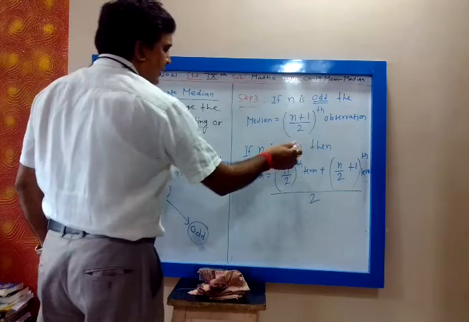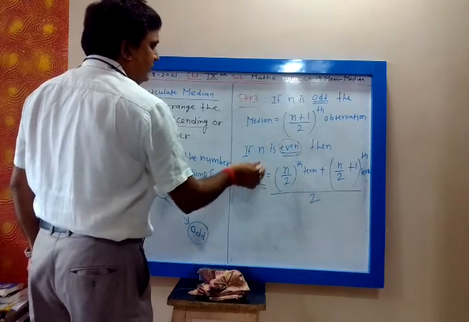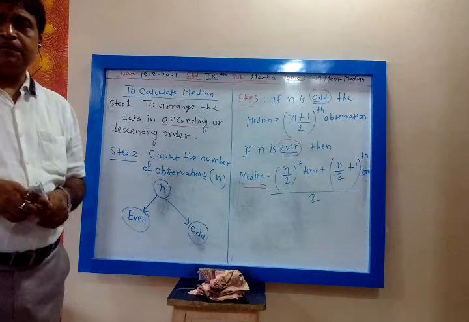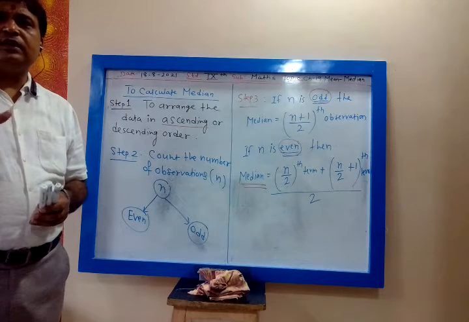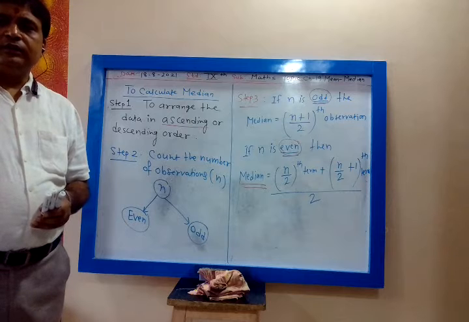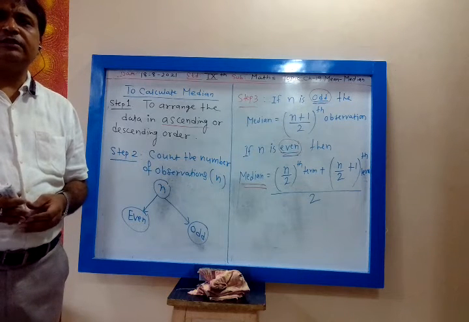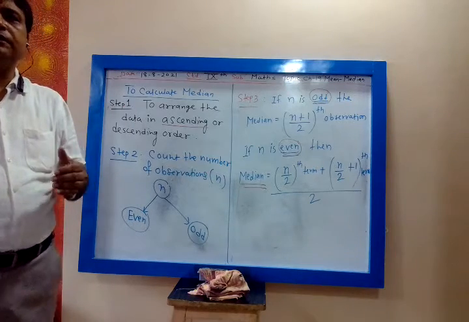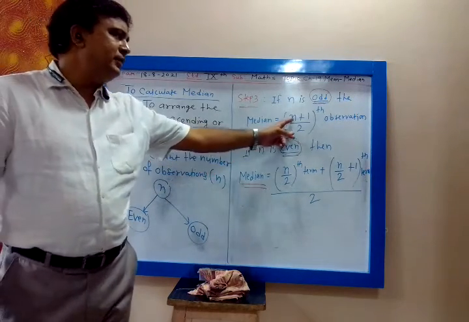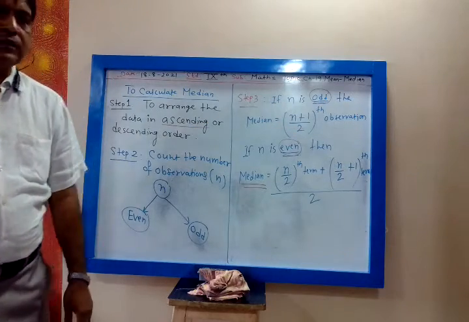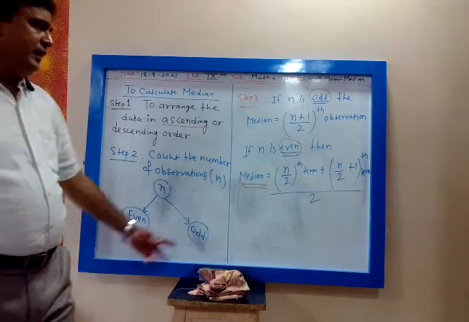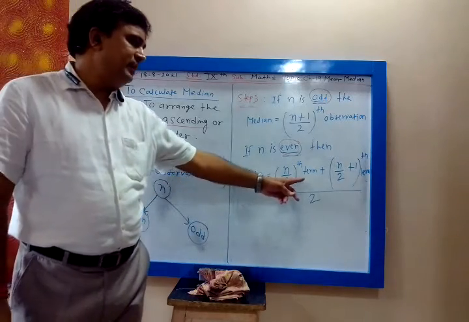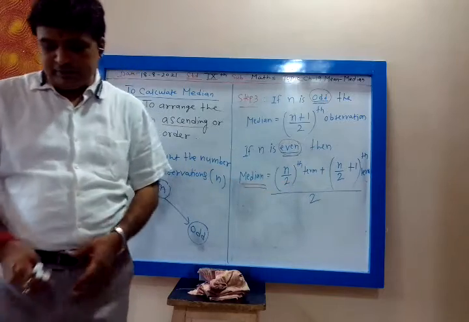So when n is even, this is the formula for median. When n is odd, median will be n plus 1 upon 2th observation. So for median, first you have to arrange the data in ascending order. Then you have to count how many observations are given, and according to that number of observations, whether it is even or odd. If it is odd, then median will be n plus 1 upon 2th observation. If n is even, then median will be n by 2th term plus n by 2 plus 1th term whole divided by 2.